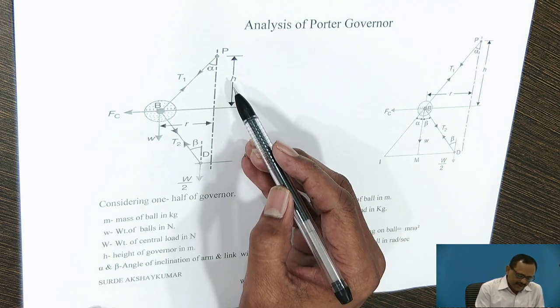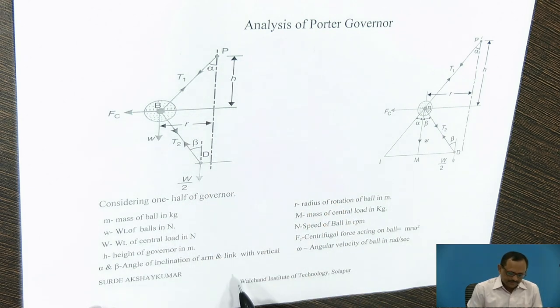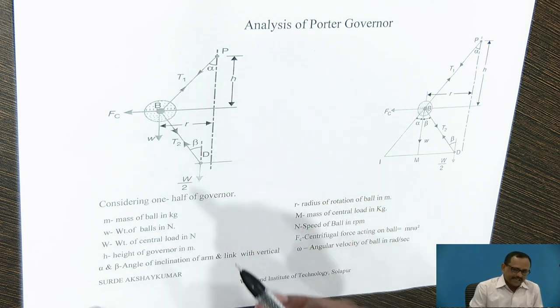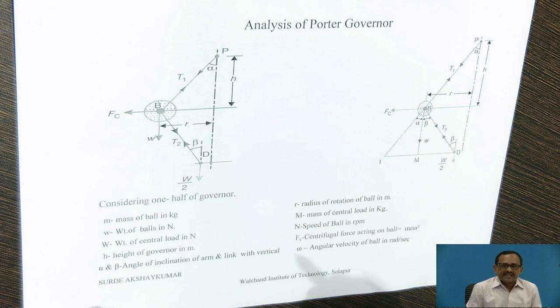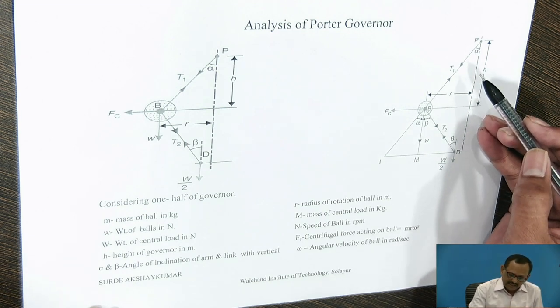Now, as we have considered half portion of the governor for the analysis purpose, there are several methods to develop the relation between height of the governor and speed. The important methods are, first, visualization of the forces acting on the arms and link, and secondly, the instantaneous center method. Today, we will see the instantaneous center method.